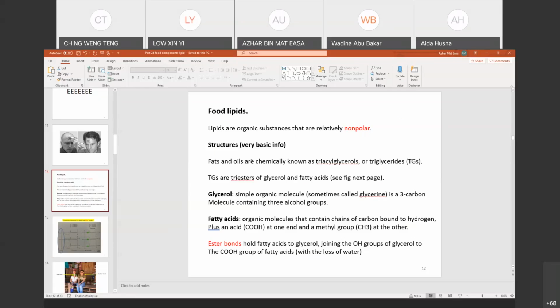Done that. So we have glycerol, a simple organic molecule, a 3 carbon molecule containing 3 alcohol groups. And then we have fatty acids. There are many types of fatty acids: organic molecules containing chains of carbon bound to hydrogen, plus a COOH acid group at one end and a methyl group CH3 at the other. Okay, and what makes a fat special? The ester bonds. Ester bonds hold fatty acid to glycerol, joining the OH group of glycerol to the COOH group of fatty acids with the loss of water.